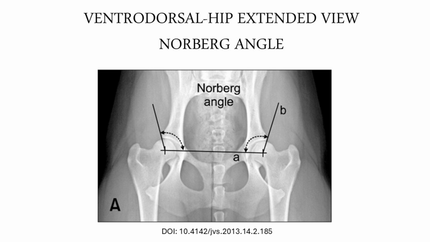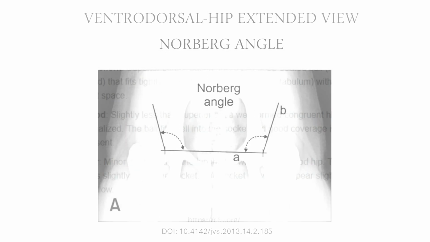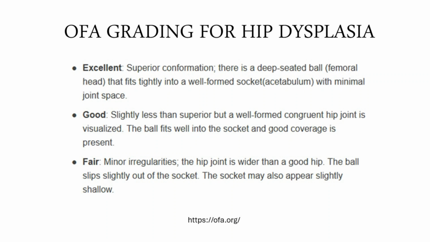The extended hip ventrodorsal radiograph, in which the patient is positioned in dorsal recumbency with the pelvic limbs extended in parallel, is used for grading. It provides information on the presence and severity of osteoarthritis and subluxation but may be less accurate in younger dogs due to ongoing skeletal development.